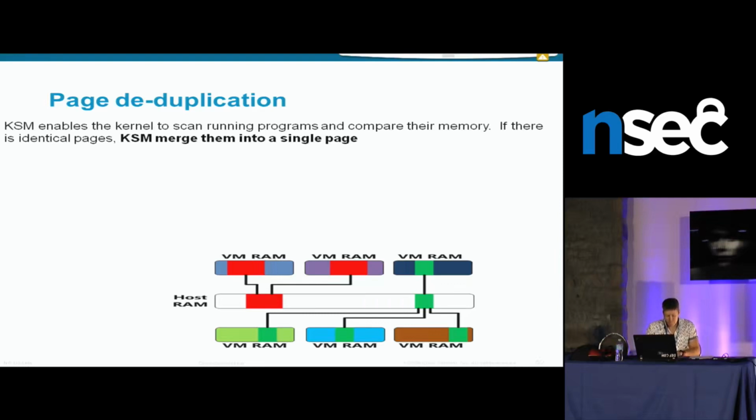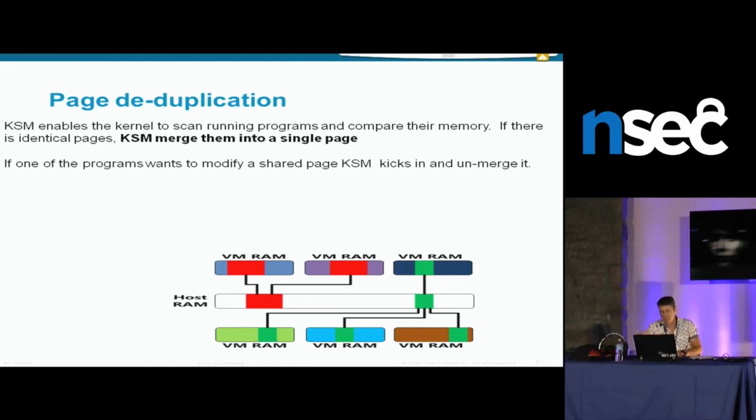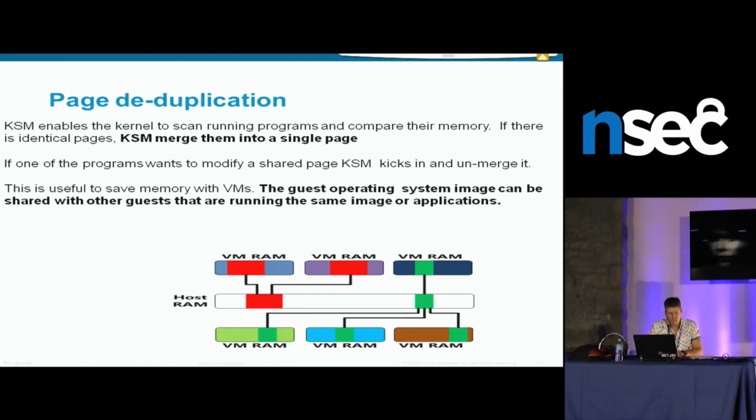Basically, KSM enables the kernel on the host to scan running programs and compare their memory. If there are identical pages in different programs, KSM detects that condition and merges them into just one. Of course, if a program down the road wants to modify one of those shared pages, KSM will kick in and do the unmerging. This feature is pretty useful with virtual machines because the guest operating system image can be shared across other guest operating system images, so you end up saving lots of memory.